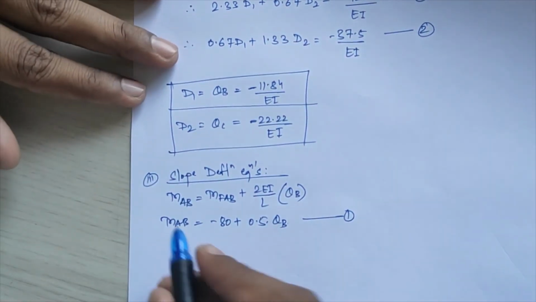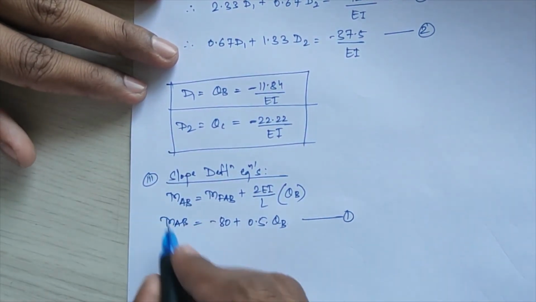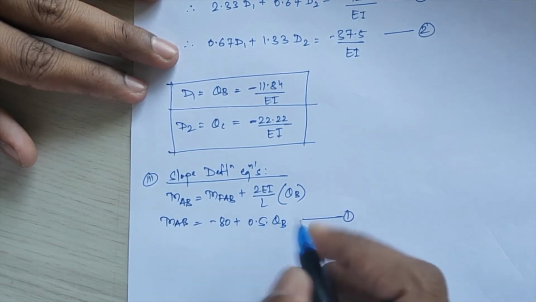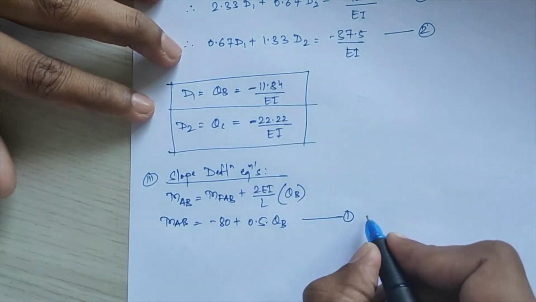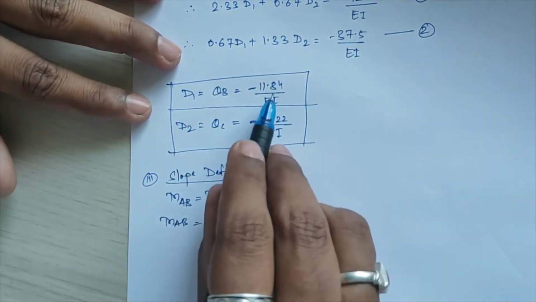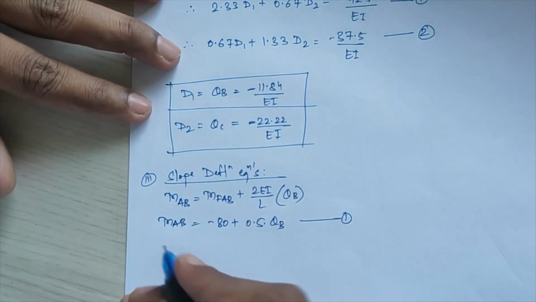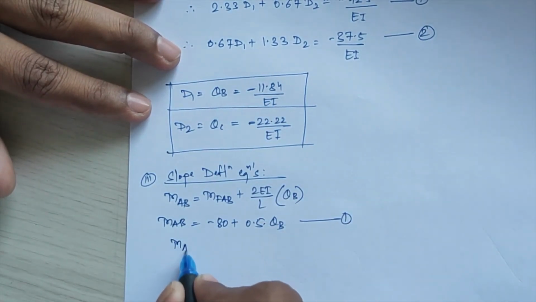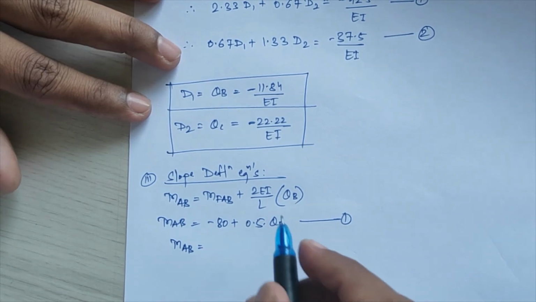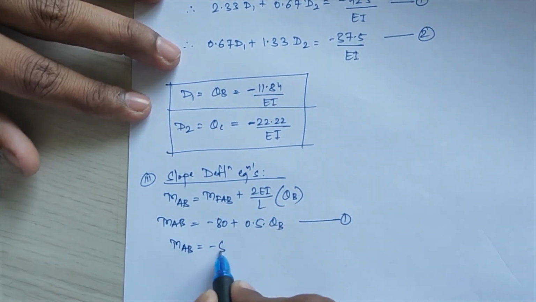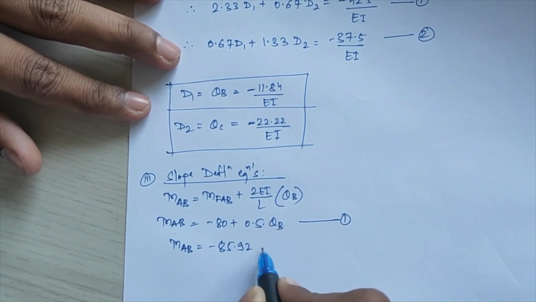Okay, now in this equation I'll substitute the value of theta B. So if I substitute theta B equal to minus 11.84, I get MAB is equal to minus 85.92 kilonewton meter.